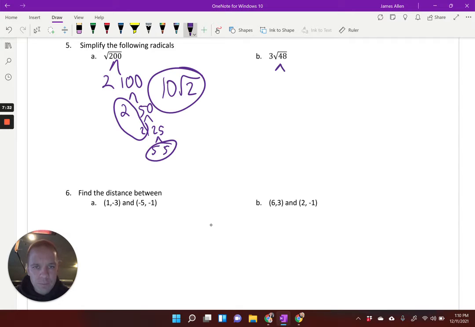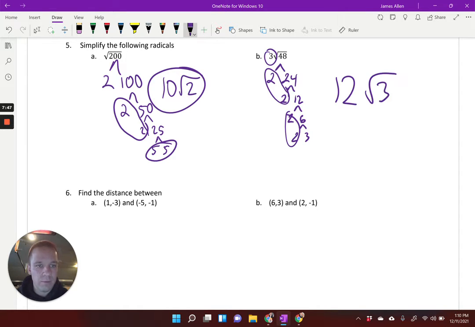Okay. 48. Well, 2 and 24. 2 and 12. 2 and 6. 2 and 3. Pair of 2s, pair of 2s. So 2 times 2 comes out, times 3 is 12 root 3. Lovely.